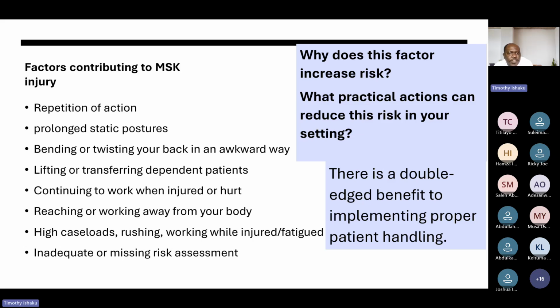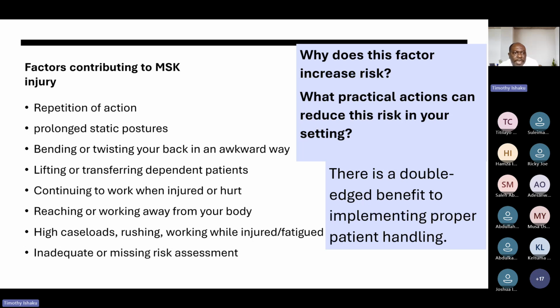Another thing, and the last two bits I will bring up, is high caseloads, rushing, working while fatigued or tired. The same thing applies: try to prioritize the tasks. Maybe ask your team, spread the tasks, take short breaks. And I think this is where, as a leader or manager in your workplace, you can think of how you manage the workload among your staff if you really want them to come back the next day.